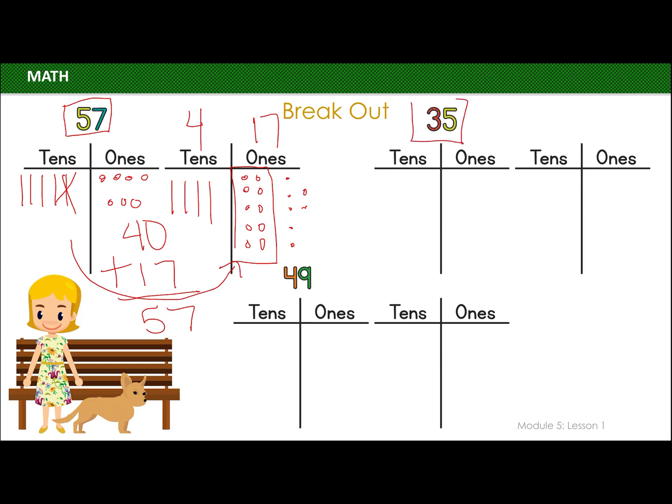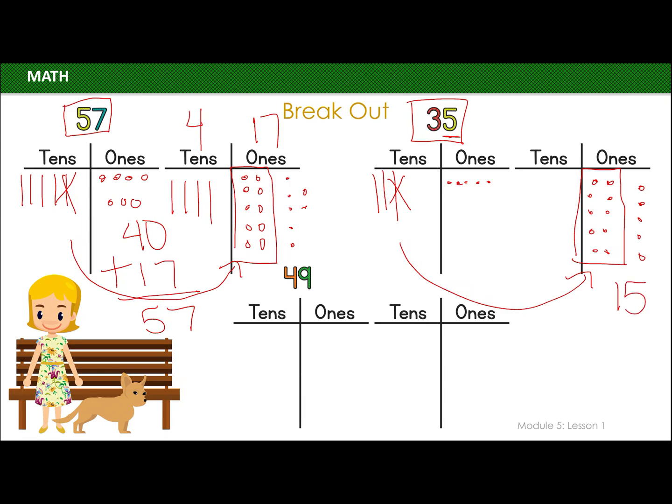The next one is 35. So I have 3 10 sticks for 30 and 5 ones for that 5. But I'm going to regroup it now. So I take away one of my 10 sticks. And I regrouped it into 10 ones. And I still have my 5 from before. So 10 plus 5 gives me 15 ones. And I took away one of my 10 sticks, so I'm left with 2. And 20 from my 10s plus 15 ones gives me 35.